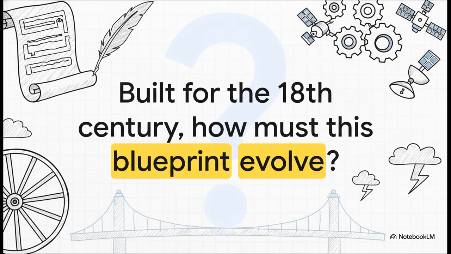Which brings us to one last really big question for you to think about. This amazing blueprint was created for a world of horse-drawn carriages and letters written with quill pens. Now that we're facing the challenges of the 21st century, what changes, what renovations does this old structure need to make sure it's still standing strong for generations to come?